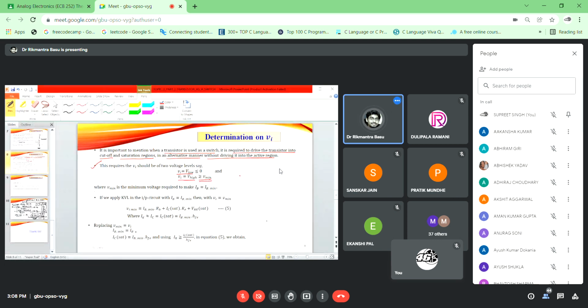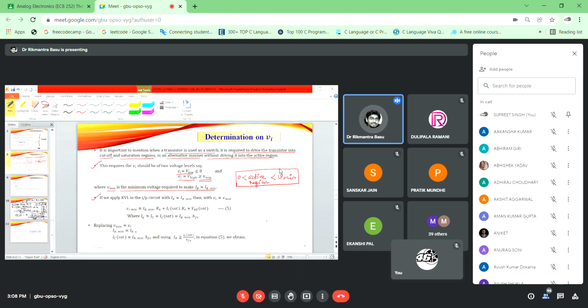So that means between 0 and V minimum the active region is lying. So we can either make it 0, or we can make it greater than the V minimum value to make the transistor operate in the saturation region, where V minimum is the minimum voltage required to make the IB equal to IB minimum, because at the IC sat, the IB should be at the IB minimum value.